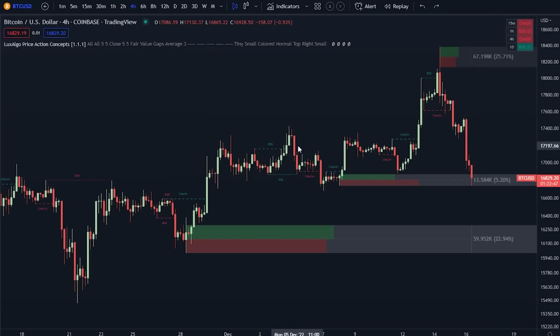That indicates bullish strength. It indicates that the bulls are in charge. You also saw the same thing happen over here, but in this case it was called a change of character.